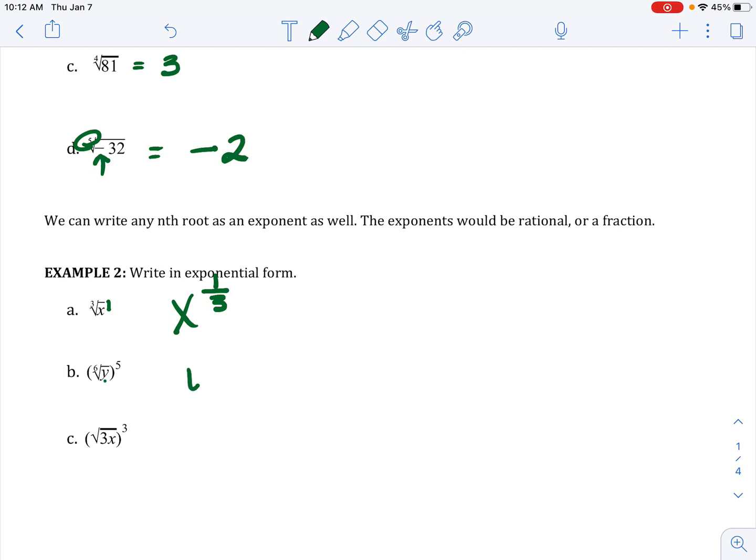The base here is y. The exponent is 5, so it goes on top. The radical is 6. The base in this last one is 3x, and so I'm going to put that in parentheses because it applies to both the 3 and the x inside. And 3 is the exponent. The radical, because it's a square root, is actually a 2. There's a hidden number 2 hanging out there.